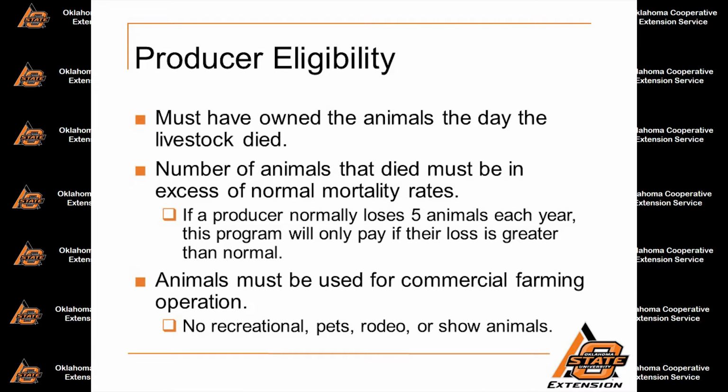Well, the first thing a producer has to do is he must have owned the livestock the day that the animals died. The second is that the number of animals that die has to be in excess of normal mortality rates. Therefore, if a producer has a normal mortality rate of, say, 5 animals per year, the deaths have to be more than that normal rate of 5 before they're eligible for any type of payment. The third is animals must be used in a commercial farming operation. That means no recreational animals, no pets, no animals that are used for rodeo or hunting, or show animals.